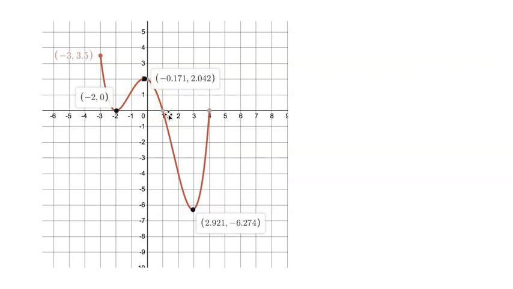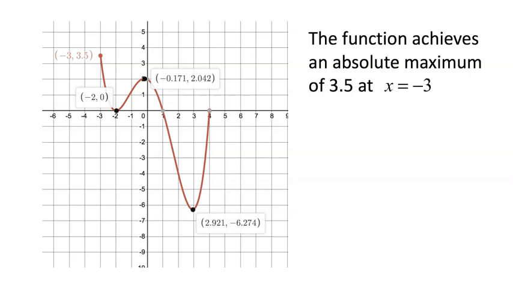Now let's ask the question about absolute max. What's the highest this ever achieves? Well, we see it here. The highest y value ever achieved on this function is 3.5. So we would say that this function achieves an absolute max of 3.5. Where? At what x value? At x equals -3.